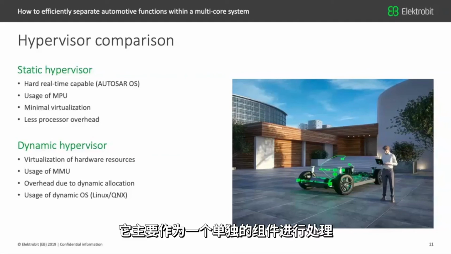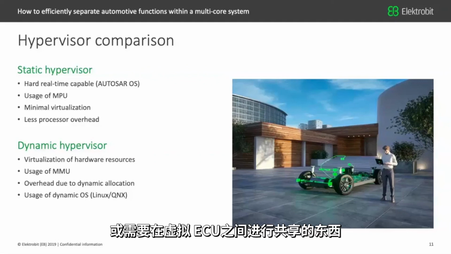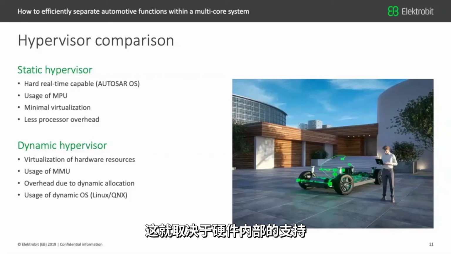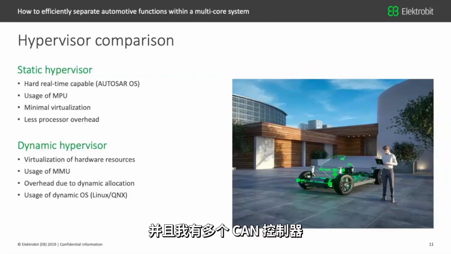as a separate component. And if there is the need for usage of other peripherals, like a security enhancement, an HSM or a CAN, or something which needs to be shared between virtual ECUs, it depends on the support within the hardware. If a separation is possible within hardware, for example if I have multiple CAN controllers, I could assign those to the ECUs. Of course, that would need to be supported by the respective MCAL modules.